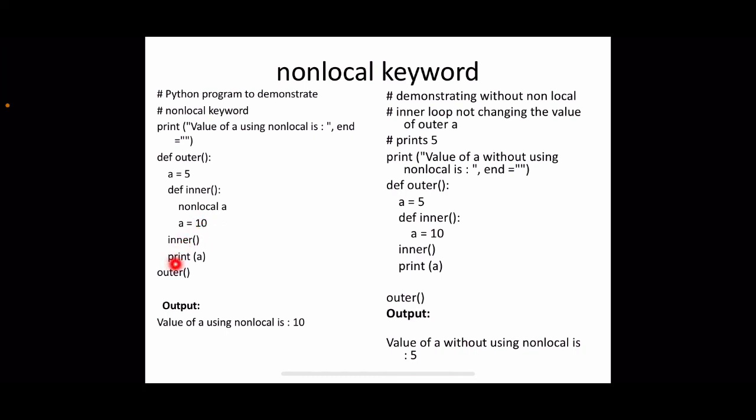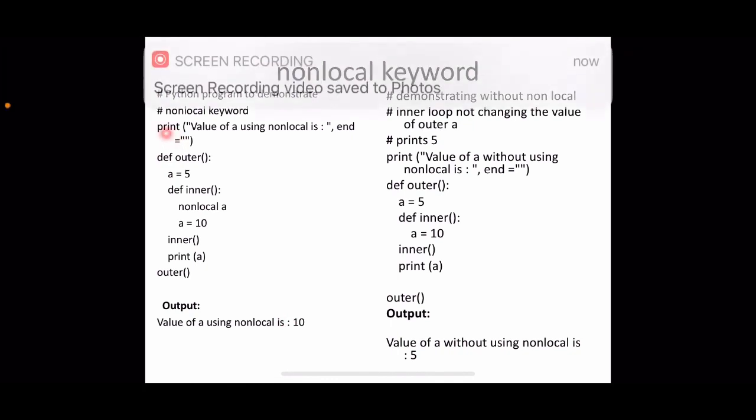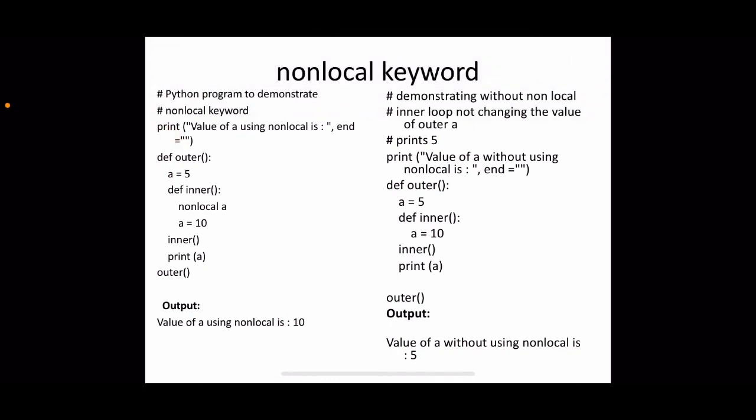If you try to print the value of a, definitely the value will be 10, because inner is saying that I am trying to change the nonlocal a, not my own a. So that is why we are getting such an output. The message "value of a using nonlocal is" is printed, and next the value 10 will be printed here itself. So that is the nonlocal keyword.